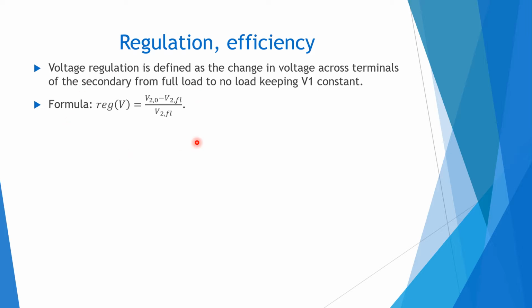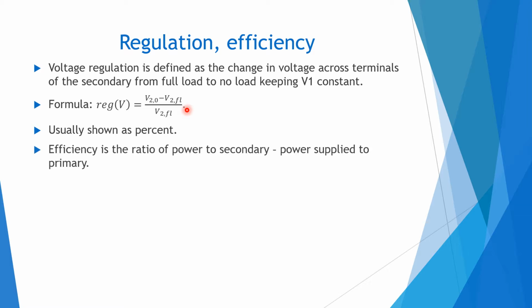Now this is the formula for the regulation of voltage, and if someone asks you to find the regulation of this transformer circuit, all you have to do is first put no load, right? So that would be V20, the terminal voltage across the secondary when there is no load. Then put full load, and then divide by this full load value again. This is the formula for regulation. Most transformers have a regulation in the range of 1.5 to 3%. That's it. Now this is usually shown as a percentage, so you multiply this by 100, right?